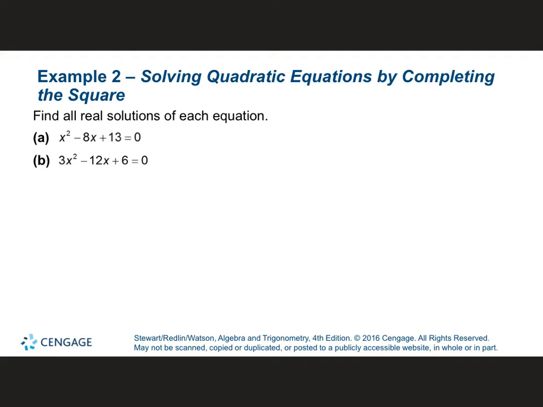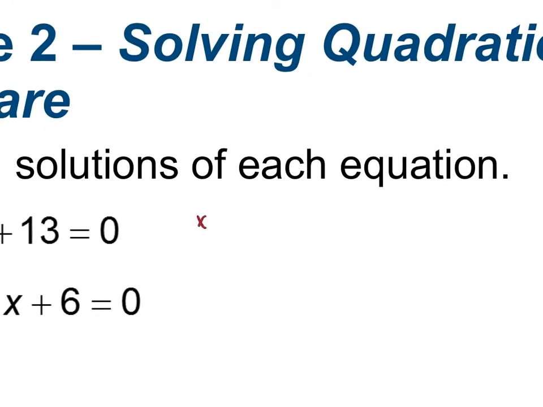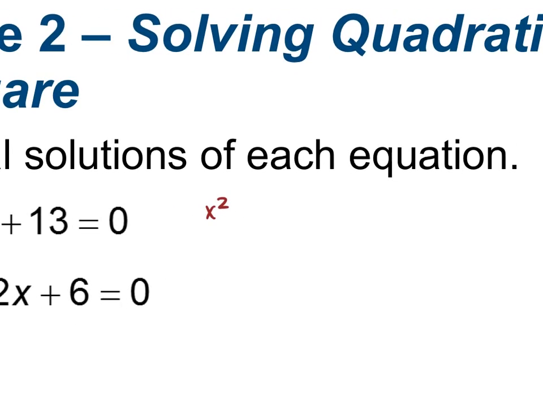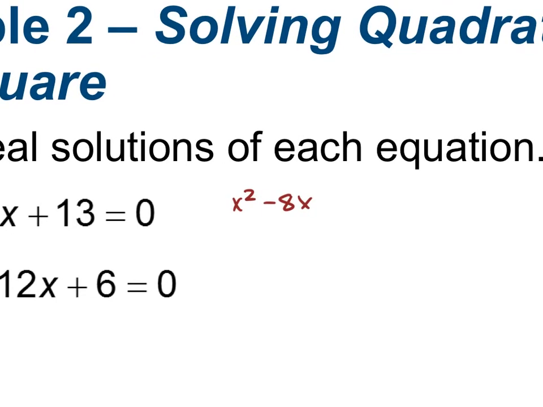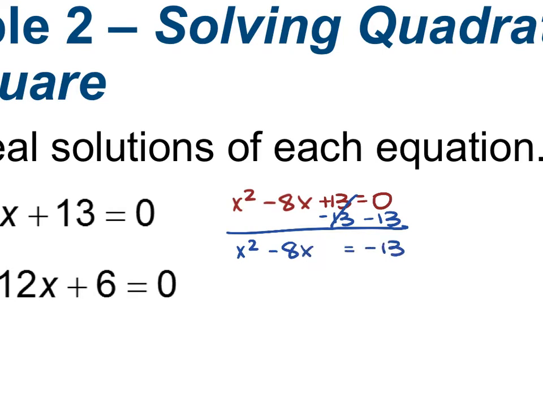So our first one that we have here is x squared minus 8x plus 13 is equal to 0. So I'm just going to rewrite it here. x squared minus 8x plus 13 is equal to 0. So as of right now, my a, the coefficient to that x squared, is 1. I'm good. My c term, however, is not isolated, so I'm going to move the 13 over by subtracting it from each side. These cancel, so I have x squared minus 8x is equal to negative 13.